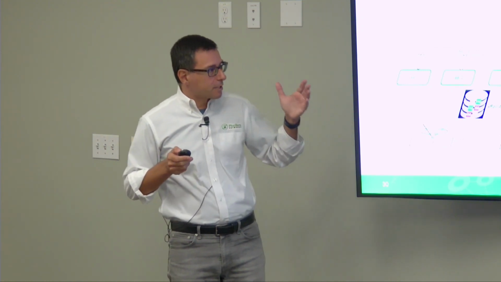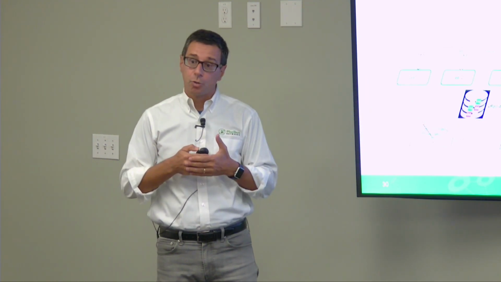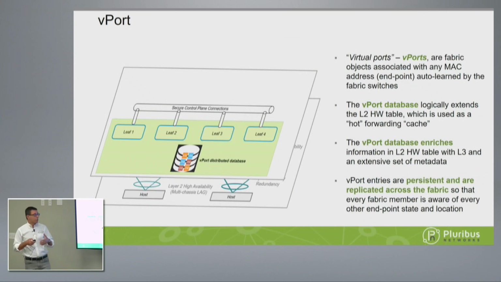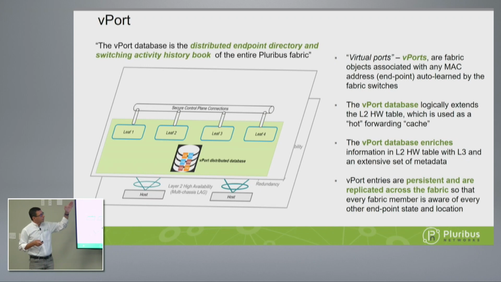Okay, this is an important concept, right? So vPort is fundamental to the way we actually do forwarding, right? It helps a lot with the forwarding as well as visibility in the fabric. The way I like to summarize the vPort database is the distributed endpoint directory and switching activity history book of the Pluribus fabric. That's really what it does. You never lose memory, you track migrations of endpoints, and it allows you to perform, say, ARP suppression, right? And things along the lines of optimizing forwarding, which I'm going to talk about in a moment.